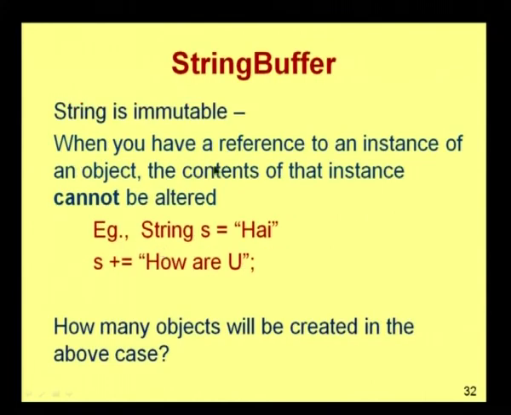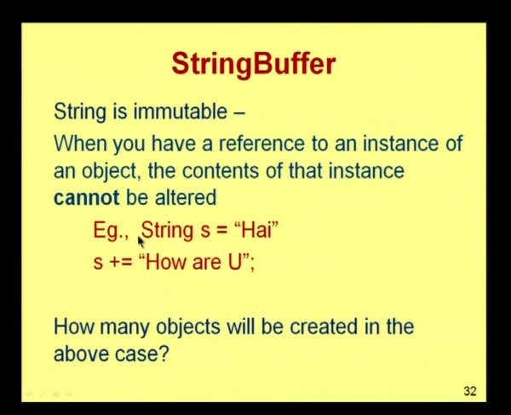Here you can say string is immutable. What is immutable? When you have a reference to an instance of an object, the contents of that instance cannot be altered. Whenever I have a reference to an object of type string, the contents of the object cannot be altered. You can see here I have a string s equal to hi, and I am trying to concatenate s with a new string, how are you. In this case, s cannot be updated.